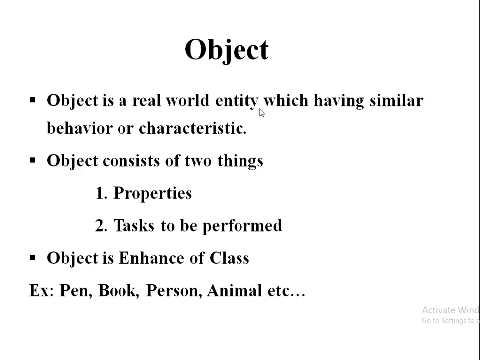And also, an object is an instance of a class. An object follows the prototype of the class. The examples for objects are pen, book, animal, etc.